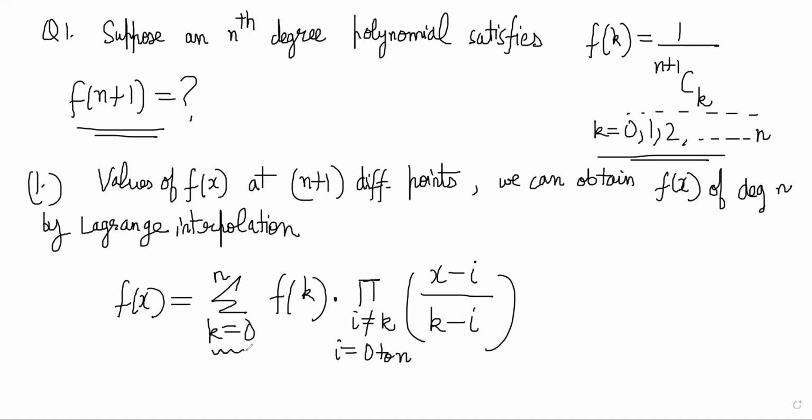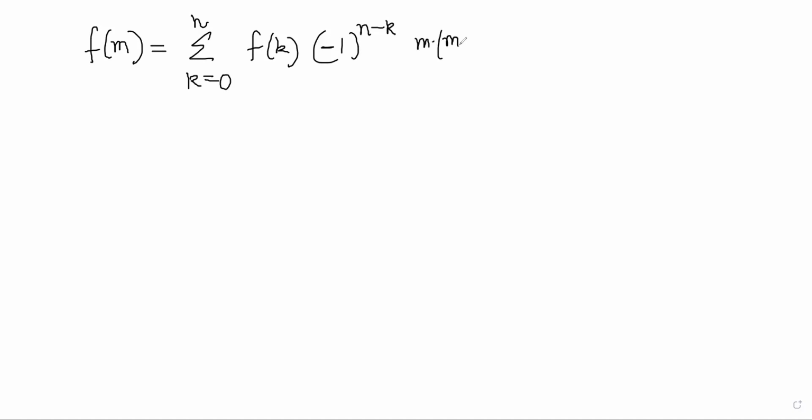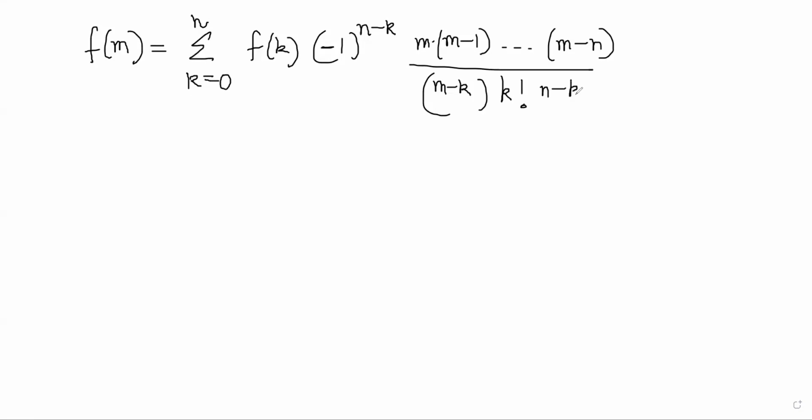So k is the limit of summation. When you fix the k, you will do the product here, right? This is the formula that we had written earlier in a long form. This is basically the same formula. So if you evaluate it, you can show that f of m here would be summation k goes from 0 to n, f of k, minus 1 power n minus k, m into m minus 1 till m minus n, by m minus k, k factorial, n minus k factorial.